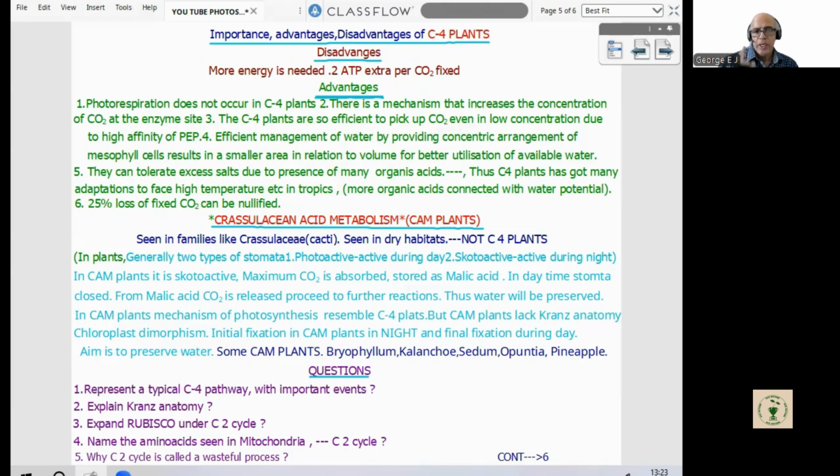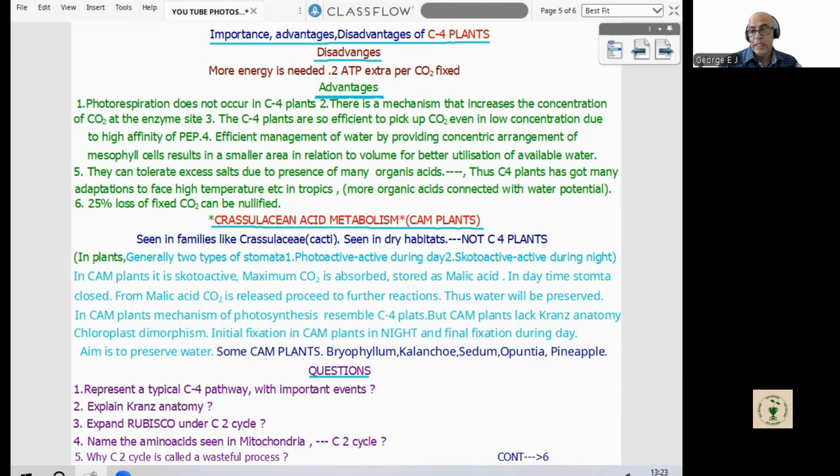One is scotoactive... one is photoactive stomata. Photo means light. During light, it will be active. The second type is scotoactive. Scoto means night. Stomata will be open at night time. In CAM plants, it is scotoactive, and at night maximum carbon dioxide will be absorbed and stored as malic acid, a carbon acid. So in malic acid, carbon dioxide will be kept.